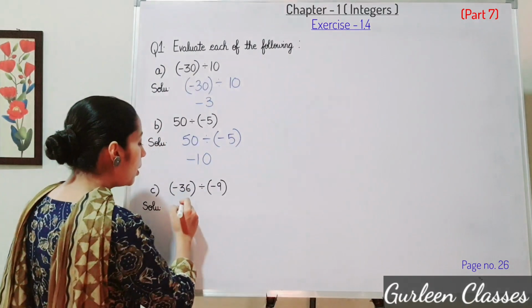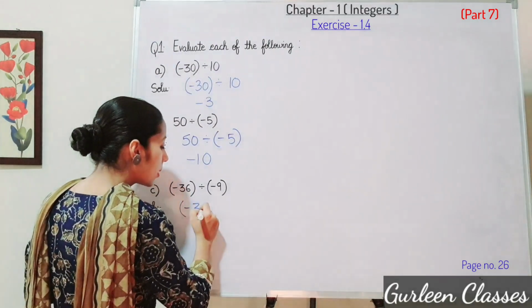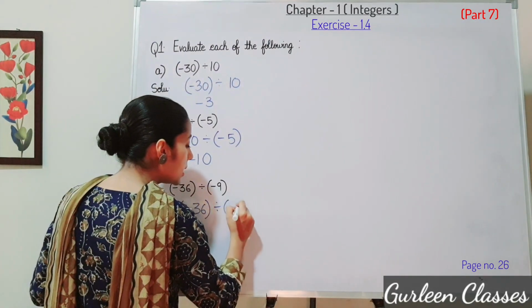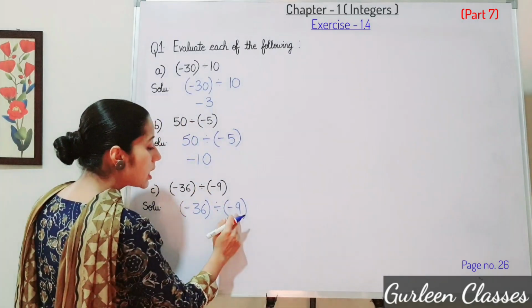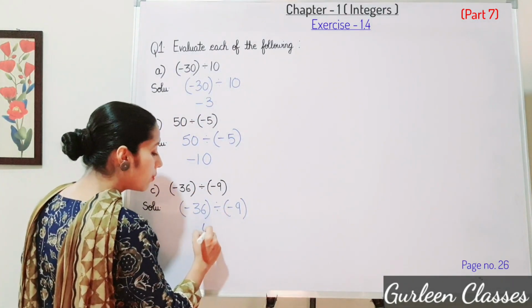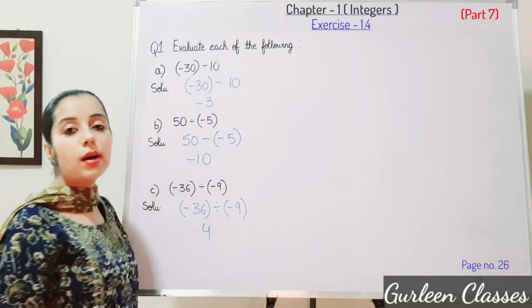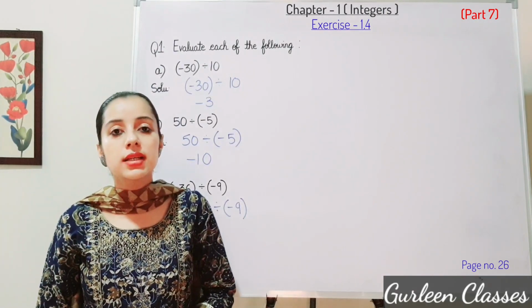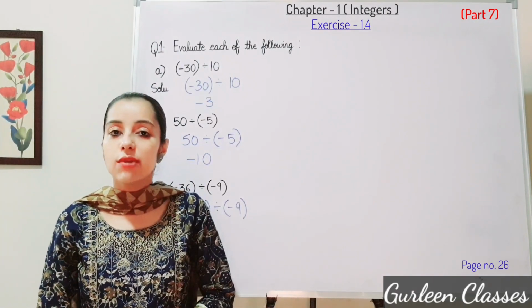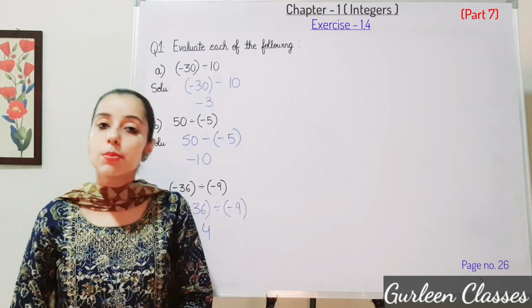So right here, minus 36 divided by minus 9. Divide them as whole numbers, 36 by 9, that is 4. And a plus sign will come before the answer. Students, it is not necessary to put a plus sign. If you write just 4 here, it means plus 4.